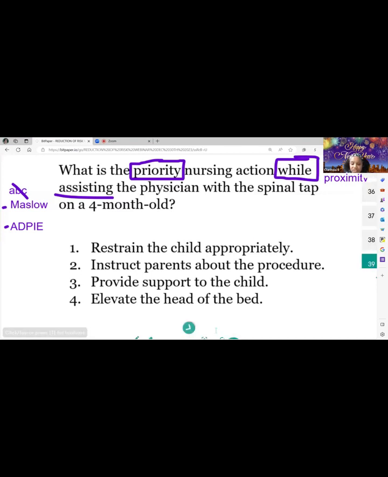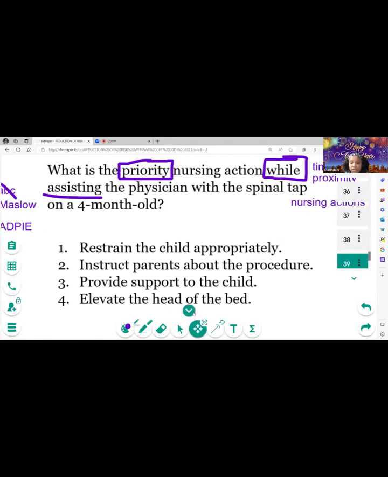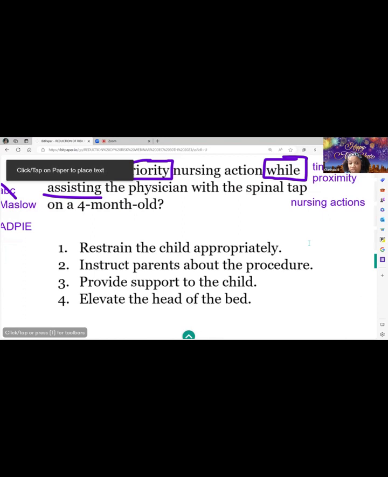All right, another testing strategy is nursing actions. This is my own testing strategy. This one I don't really see in books, but it is a strategy, because what are nursing actions? Nursing actions are embedded in ADPI. All right, so that takes you back to ADPI. That might be a clue. It may or may not help, but we'll see.